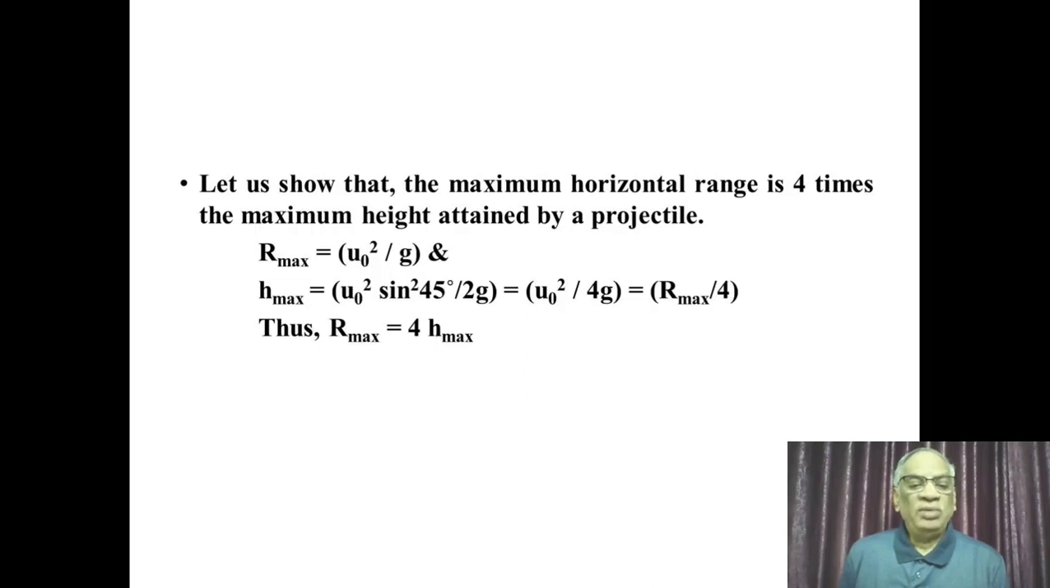Now we can show that the maximum horizontal distance is 4 times the maximum height attained by the projectile. So we have equations for maximum range. R max is equal to u naught square by g, and h max is equal to u naught square by 4g, because sine square 45 degrees is 1 by 2. So h max becomes u naught square by 4g, that is R max by 4. So the maximum height attained is 1/4 of the maximum range covered, or the maximum range is 4 times the maximum height.